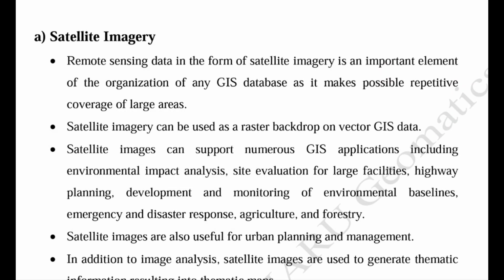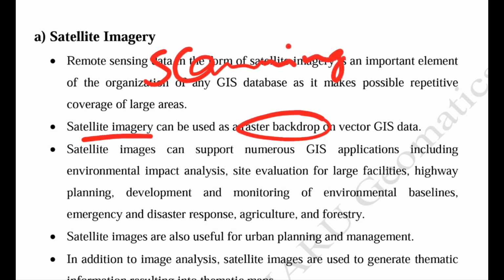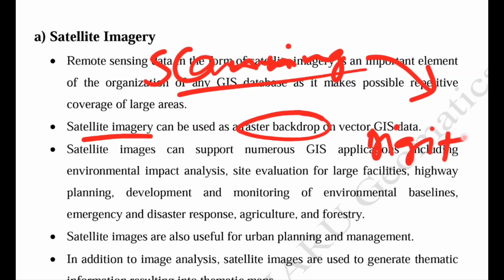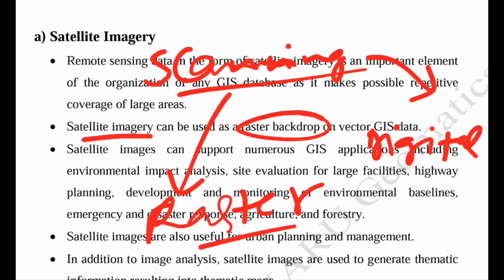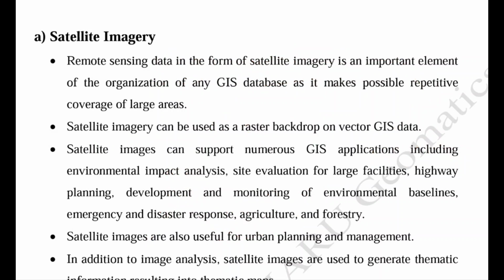Satellite imagery can be used as a raster backdrop on vector GIS data. Means mostly satellite imagery gives the raster data, and you have to know that scanning of any non-digital format of data provides a conversion to the digital format. Scanning gives the raster data, and digitizing gives the vector data. We will read in an upcoming unit, but this is the knowledge that satellite imagery scans the earth and it provides the raster data.